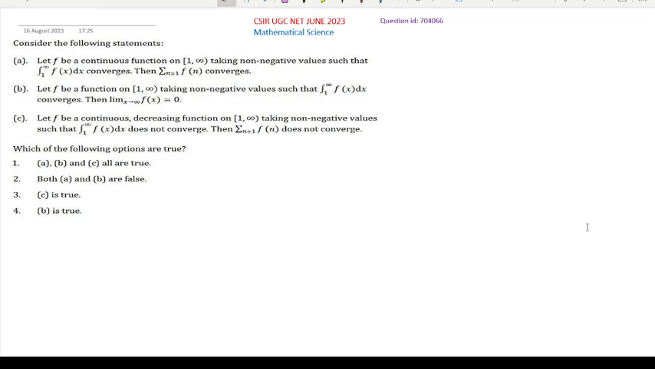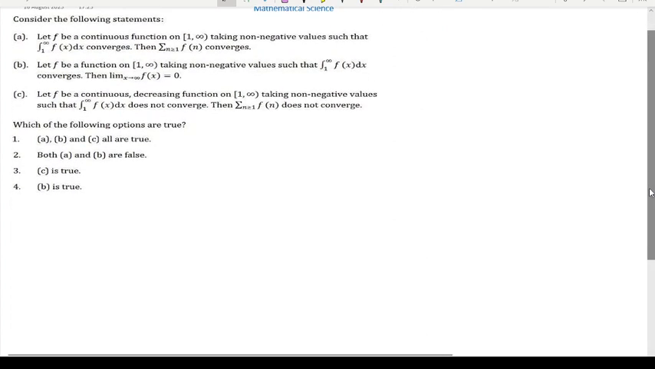This is another problem of CSIR UGC NET Mathematical Science, and the question ID is 704066. See the question here. Let us now try to solve this problem slowly. There are three statements A, B and C, and it says, which of the following options are true. So let us first study the statements one by one. So first look at option A.